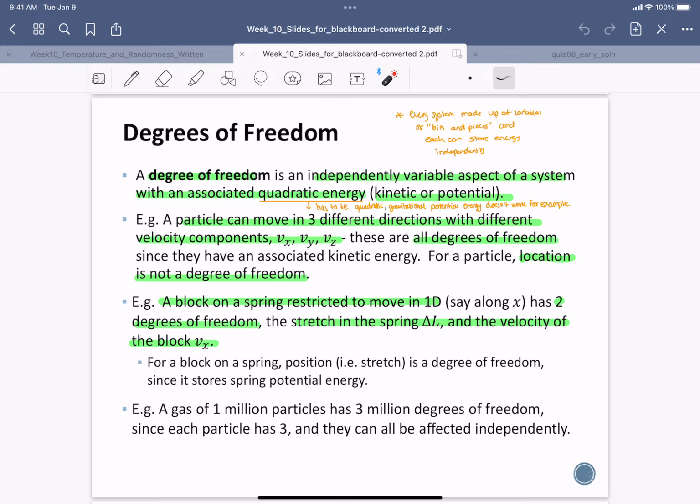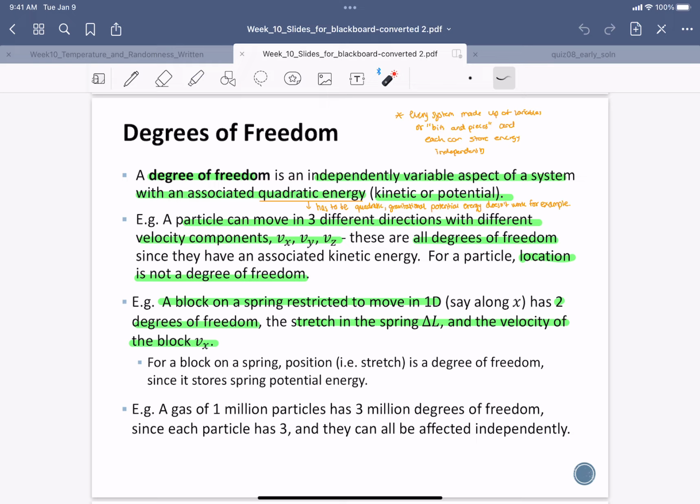So you have 2 degrees of freedom. Degrees of freedom are essentially ways that you can store energy. In terms of velocities, I can have my kinetic energy stored in the X, Y, or Z directions. For potential energy, for a block on a spring, that could be stored in how far the spring stretches. And I can also store kinetic energy, because if you stretch a spring and let it go, it's going to move and return to its original position, so there's some velocity there.